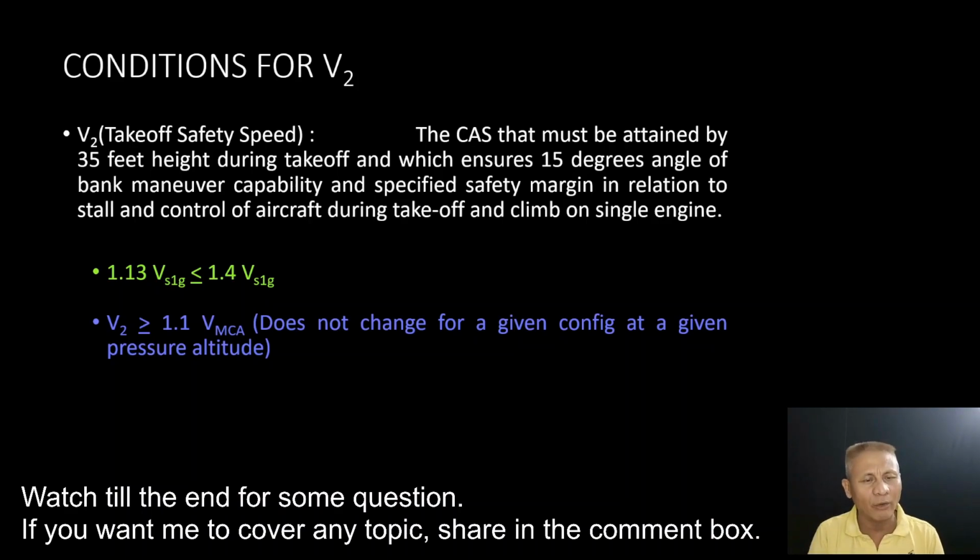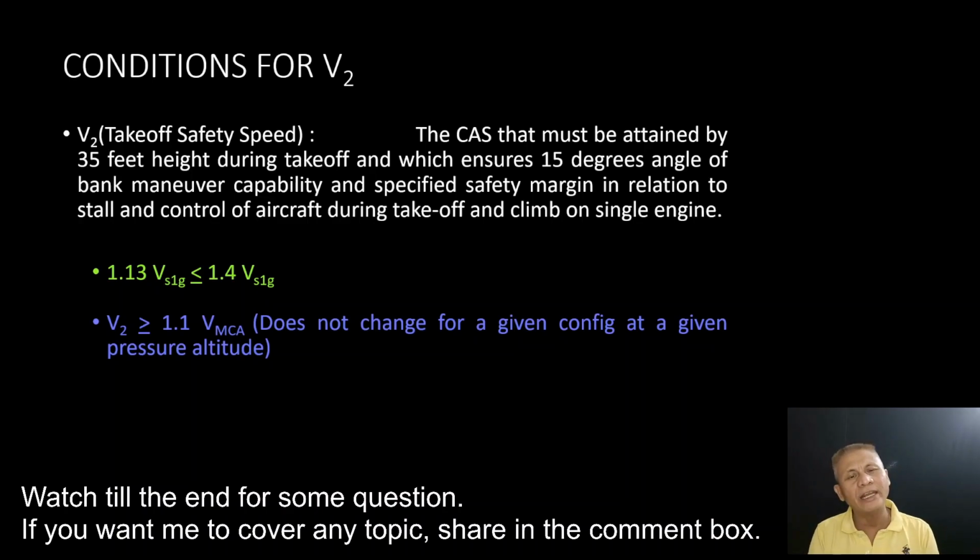degrees of angle of bank and the maneuver capability and the specified safety margin in relation to the stall and the control of the aircraft. So it is telling you to have a safety margin with respect to the stall. Therefore I need to give a V2 which is slightly higher than the V stalling. So if I talk about the VS1G, my minimum V2 has to be at least 1.13 times VS1G.